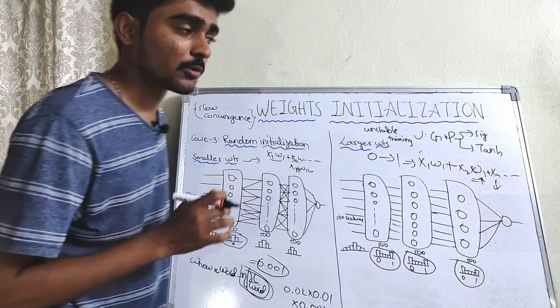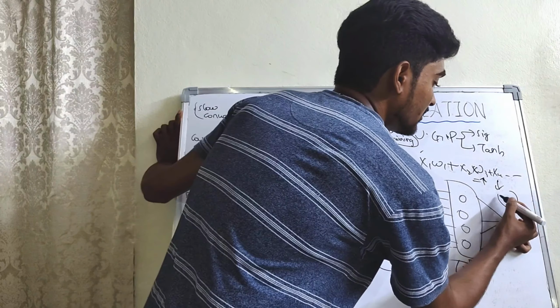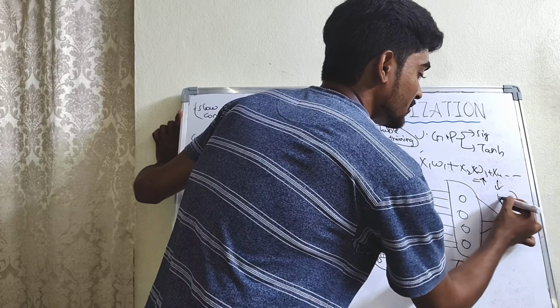What is meant by unstable training? When you use the gradient descent algorithm, the steps won't be small in this way; the steps will be larger.